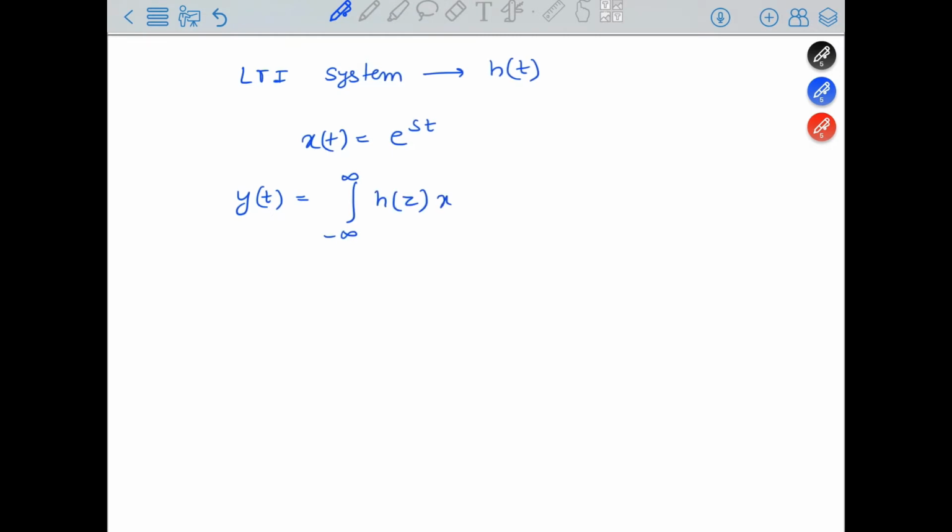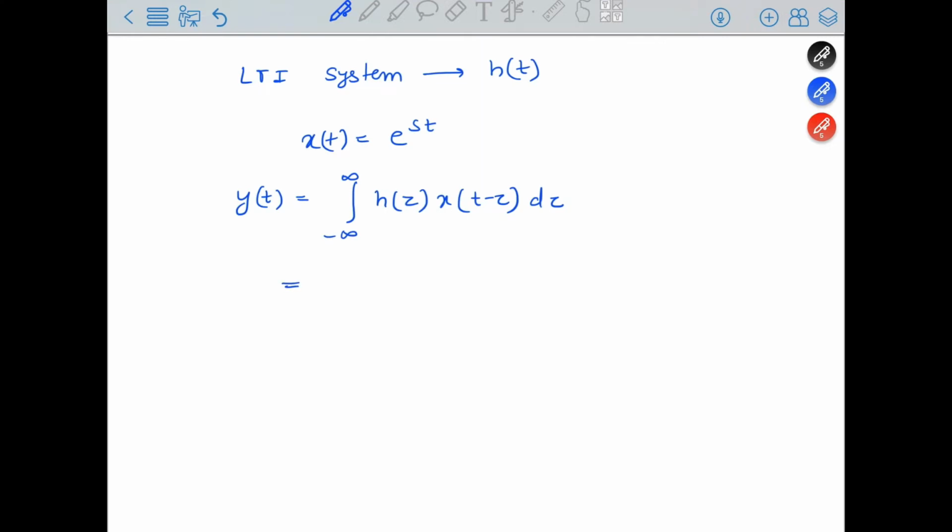Now just for representation, consider an LTI system with impulse response h of t, and we take x of t as e raised to the power st. Using the convolution property, we can write y of t as the integral from minus infinity to infinity of h of tau times x of t minus tau d tau. This is directly from the definition of the convolution integral.